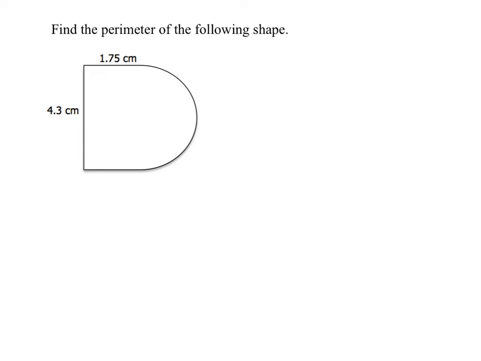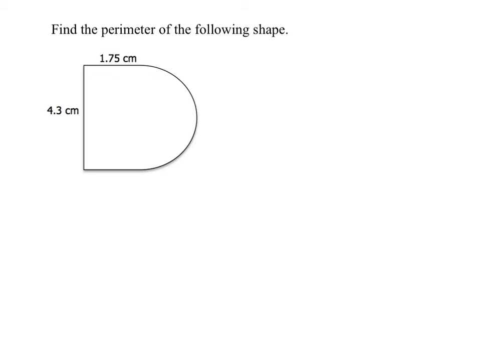In this video we're going to look at finding the perimeter of some more shapes that include parts of circles in the perimeter. So here we have a shape that has three straight sides and then a semicircle.